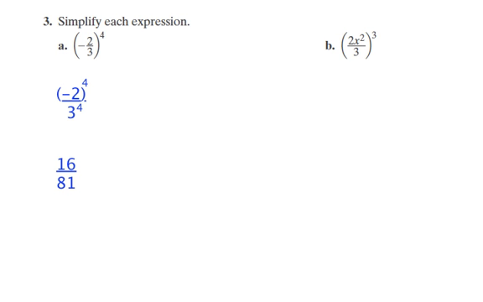For b, we have 2x squared over 3 all to the 3rd power. So we take 2 to the 3rd power times x squared to the 3rd power all over 3 to the 3rd power. 2 to the 3rd power is 8. X squared to the 3rd power is going to be x to the 2 times 3. And 3 to the 3rd power is 27. X to the 2nd times 3 is going to be x to the 6th. So we end up with 8x to the 6th over 27.